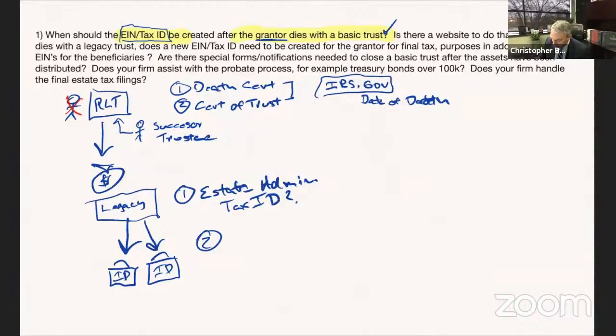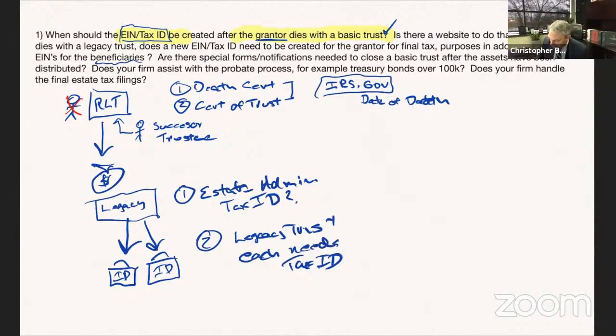To answer the question, yeah, each beneficiary will need a separate tax ID number. So if you have two kids, then there's two beneficiaries, then you need two tax ID numbers. So that legacy provision or that legacy trust, each needs its own tax ID. And again, it's not complicated. It takes like 15 minutes. And if you're working with our office, obviously we can help you to get that done.